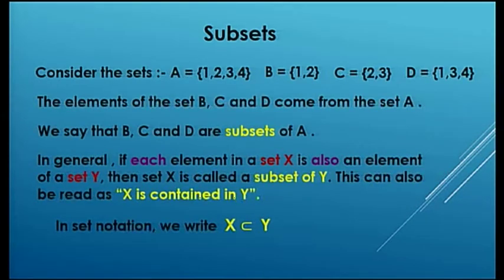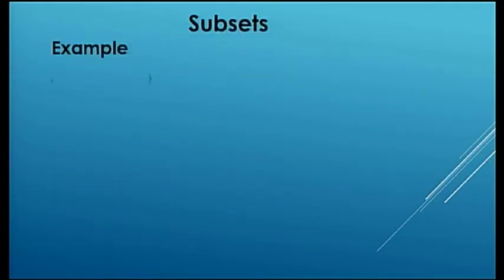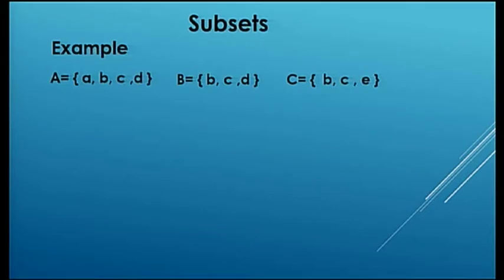In set notation, we write subset as follows. X is a subset of Y. X is the smaller set, whereas Y is the larger one. For example, in set A, we have the letters A, B, C, and D. This is set B, this is set C. B is a subset of A. Why? Because each and every element of set B is also an element of set A. In set notation, we write it like this: B is a subset of A.